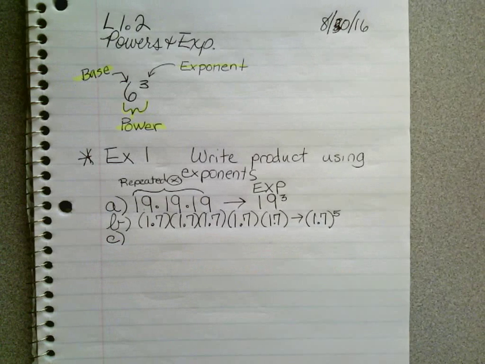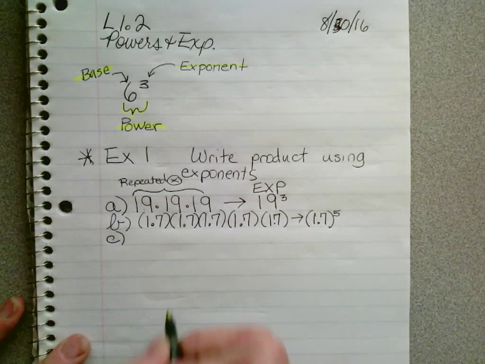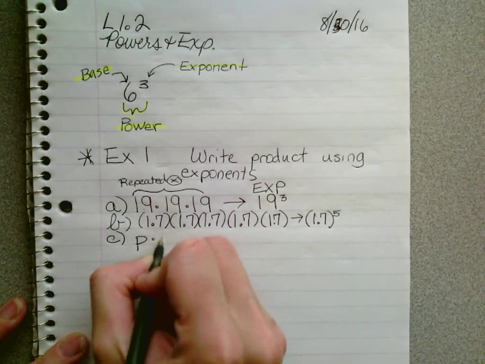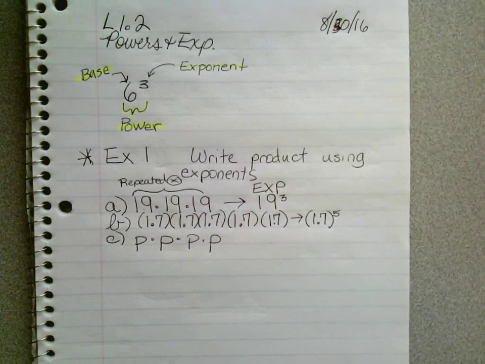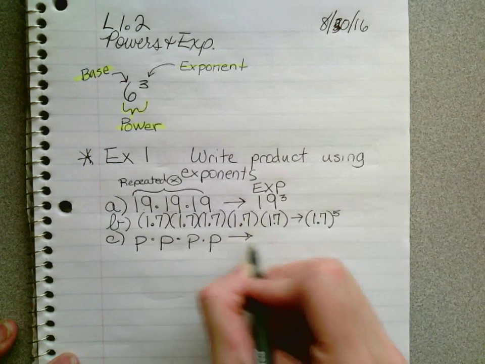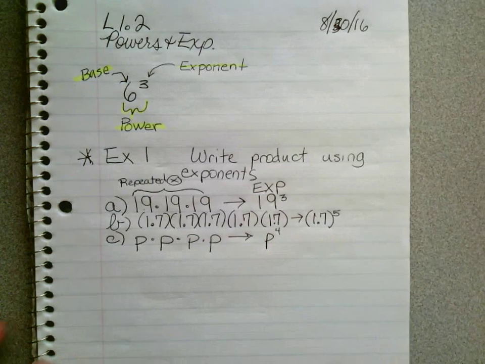Variables, remember, letters that don't have any meaning unless you figure out what their meaning is or unless it's given to you? Variables work the same way. The repeated multiplication of p is p to the 4th. Perhaps I exaggerated. P to the 4th.